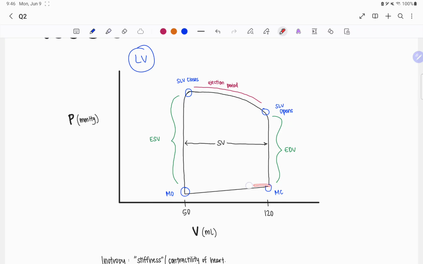Once we reach a certain pressure, our ventricle has more pressure than the atrium, and so the mitral valve closes. So right here in this spot. Okay, and so now at this point, both valves are closed. The mitral valve and the semilunar valve are closed. So now we just have isovolumetric contraction.